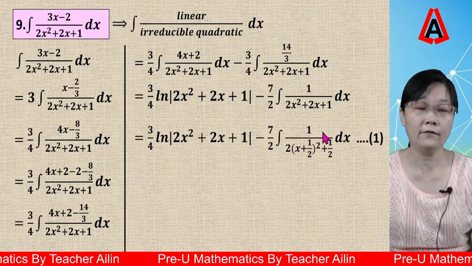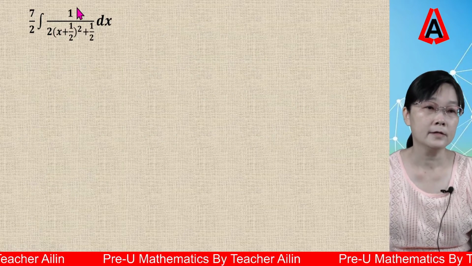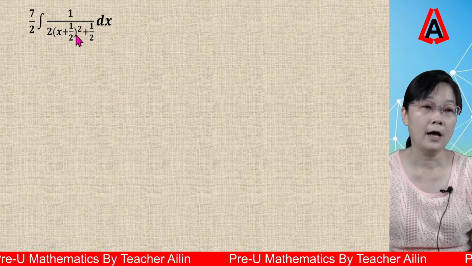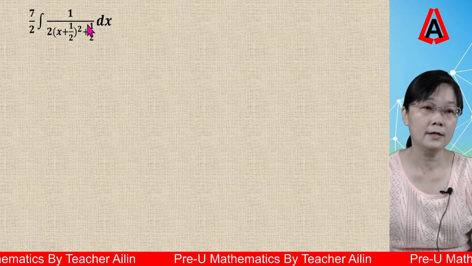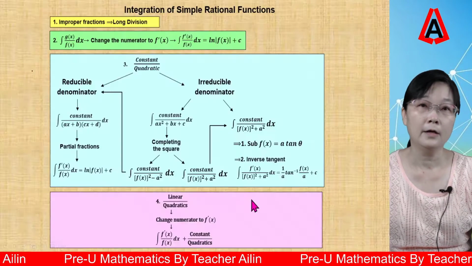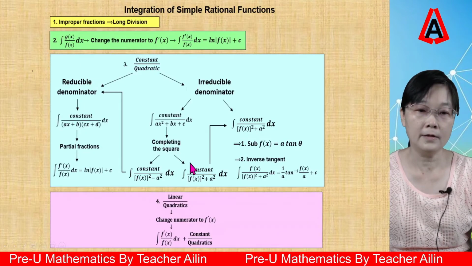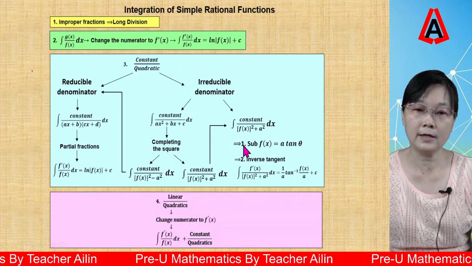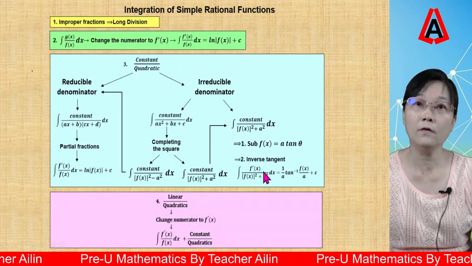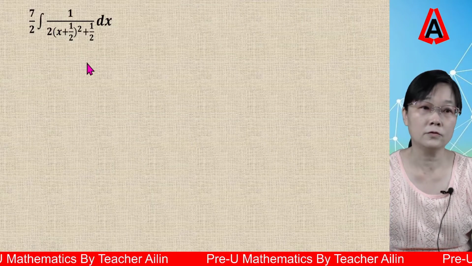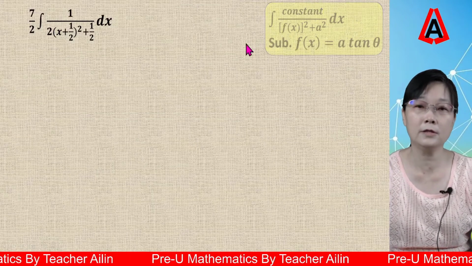Now I'm going to focus on this part. When we look at the rational function here, after the completing the square, this is a plus. When we look back at the mind map, if the result of the completing the square is a plus, we are going to use either substitution or formula. So now I decide to use a substitution method.